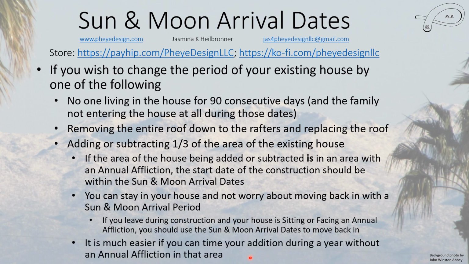So I think after all that, you can see that if you're going to put an addition on the house or take something away, it's a lot easier to do it during a year when that area does not have an annual affliction. This can be quite complicated, but any one of these 3 actions can change the period of your house. So if that's your goal, these are the rules according to the sun and moon arrival dates.